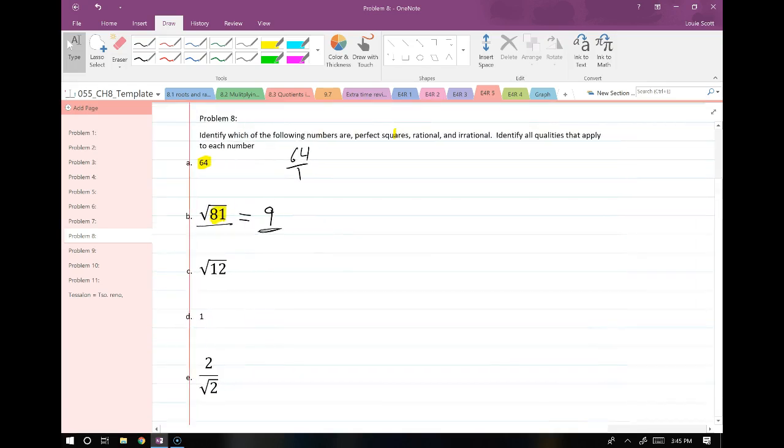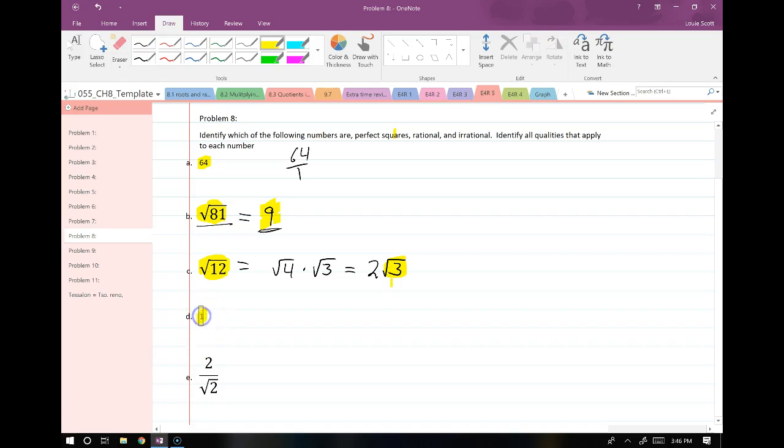Root 12. If we punch this into the calculator, we get something weird: 3.4641 and so on. So it's definitely not a perfect square, because to be a perfect square you've got to be an integer in the first place. Is it rational or irrational? Irrational. The rule of thumb is, if you cannot reduce it past the radicals, it's irrational. I could reduce this a little bit, splitting it into root 4 times root 3 and changing it into 2 root 3, but because this root 3 will never simplify out, this is irrational. This 81 equals an integer, and so that one's rational. But if you can't simplify the radical out, it's irrational.